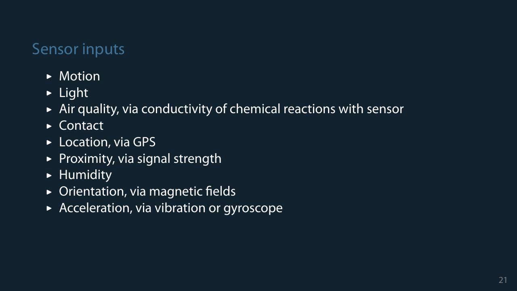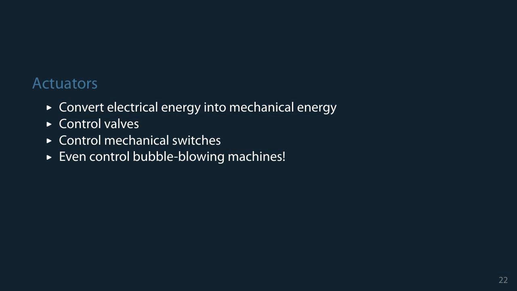Sensors take a wide range of inputs, from motion to light to air quality, for example via conductivity of chemical reactions with a sensor, physical contact, location via GPS, proximity via signal strength, humidity, orientation via magnetic fields, or acceleration via vibration or gyroscope. Actuators convert electrical energy into mechanical energy. They can control valves or control mechanical switches, for instance. And they can even control bubble-blowing machines. The book gives a hilarious example of a machine that blows a bubble whenever a tweet mentions a given hashtag, which is user configurable.